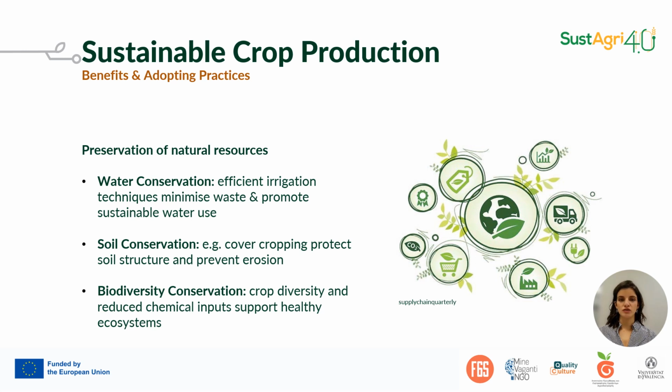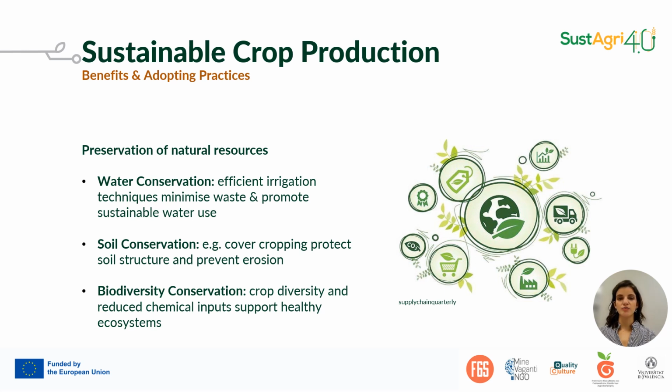Soil conservation. Practices like cover cropping and reduced tillage preserve soil health, preventing erosion, maintaining fertility, and enhancing water retention. Biodiversity conservation. Promoting crop diversity and agroecological practices reduce reliance on chemicals and support a healthy ecosystem with beneficial organisms.